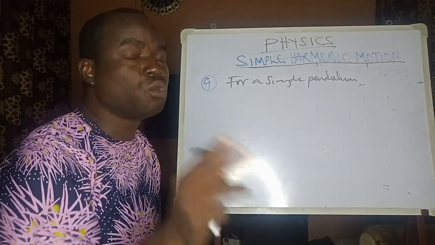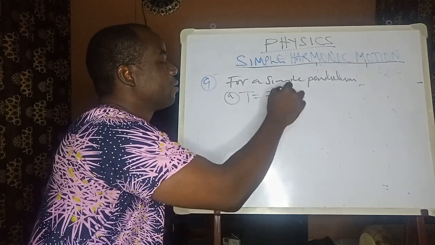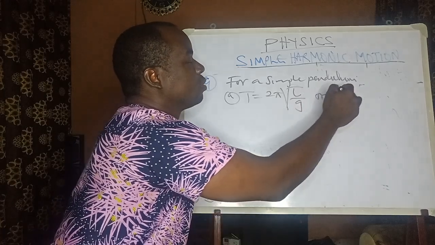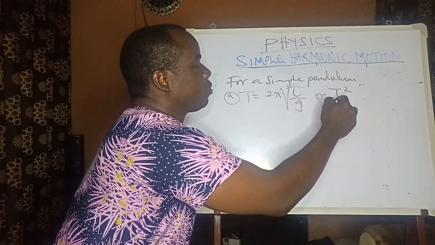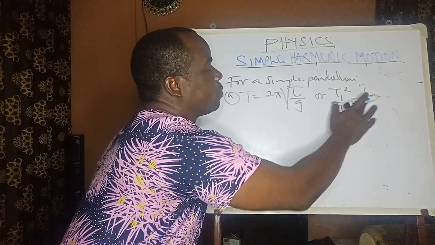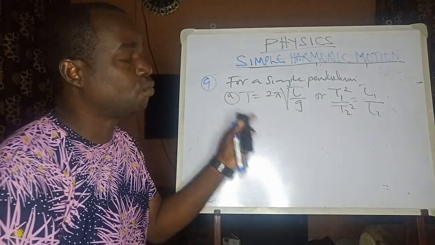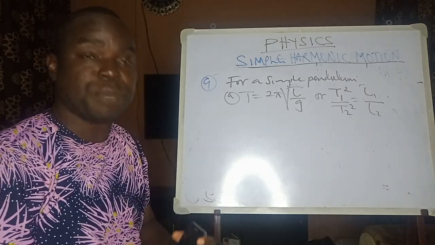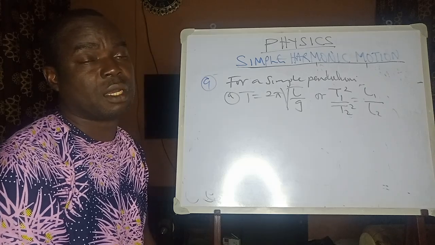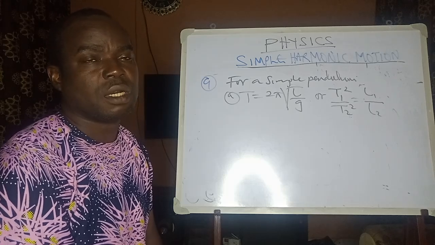I'll give you 2 formulas. We have T is equal to 2 pi root L over g, or T1 squared over T2 squared is equal to L1 over L2. Take note, these 2 formulas are formulas for a simple pendulum. Once a question talks about simple pendulum, you remember this formula. When we're going to do some calculations to this effect, you can digest the information.